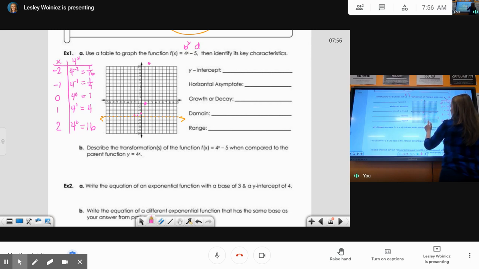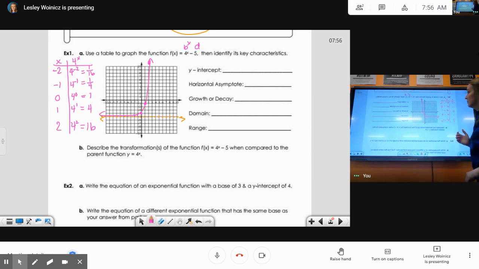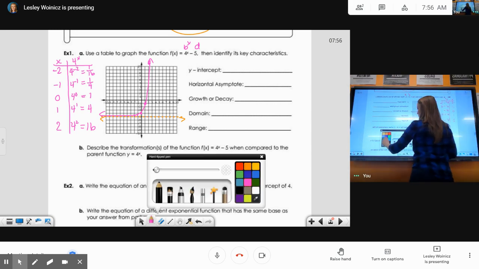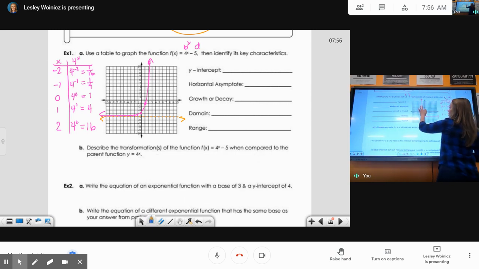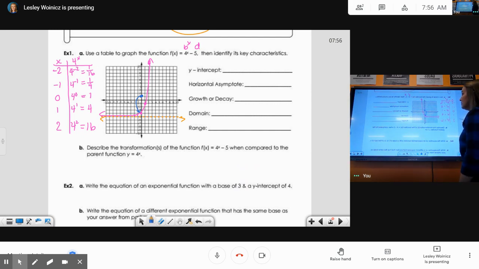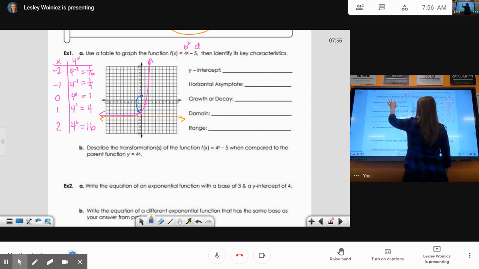So I'm getting very, very close to my horizontal asymptote. And this is the graph, guys. It's the parent just shifted down 5 units. So my y-intercept for the parent would have been 0, 1, but it's moved down 5 units. So it is now at 0, -4.